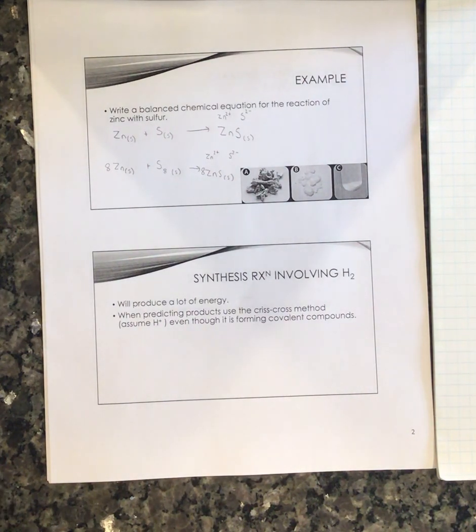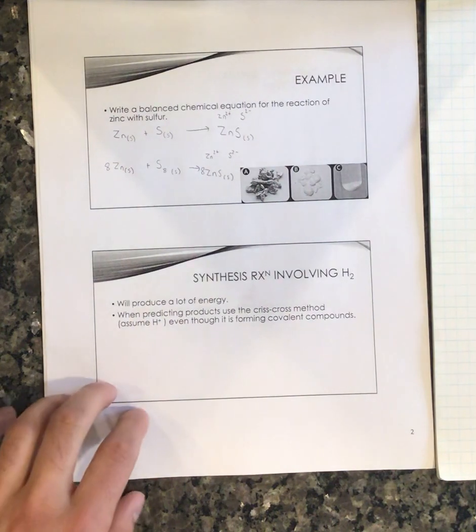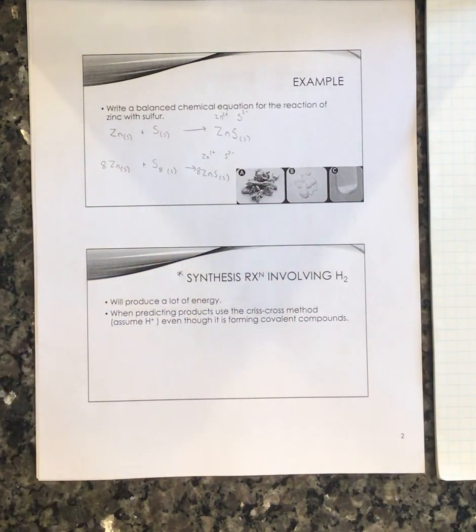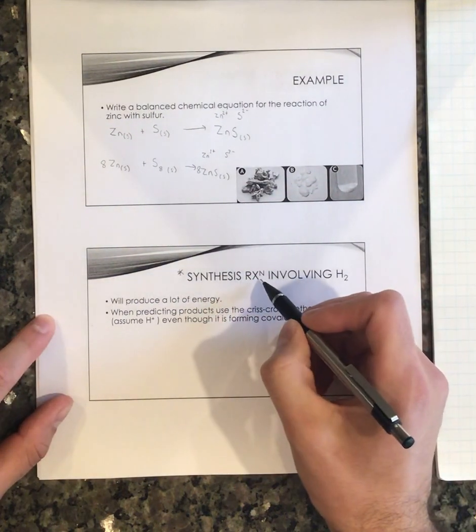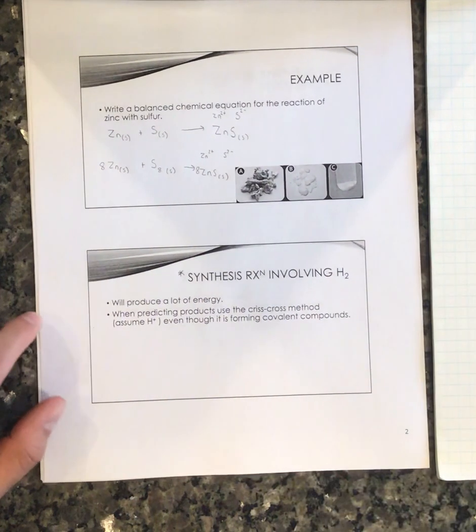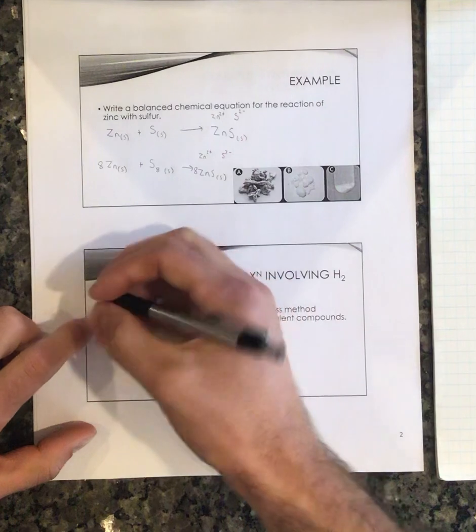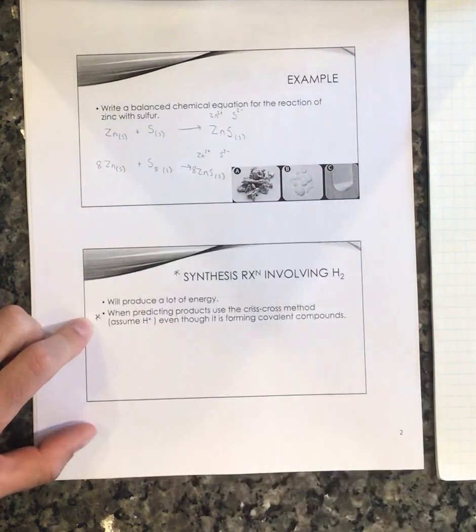However, like I said, we're going to be looking at more special cases in grade 11. So the first special case here, maybe we want to put a star beside it, is our synthesis reaction involving hydrogen. Any reaction that involves hydrogen is going to produce a lot of energy. Once again, like our sun, the heat that we get is from a lot of reactions with hydrogen. The sun is primarily hydrogen and a little bit of helium.